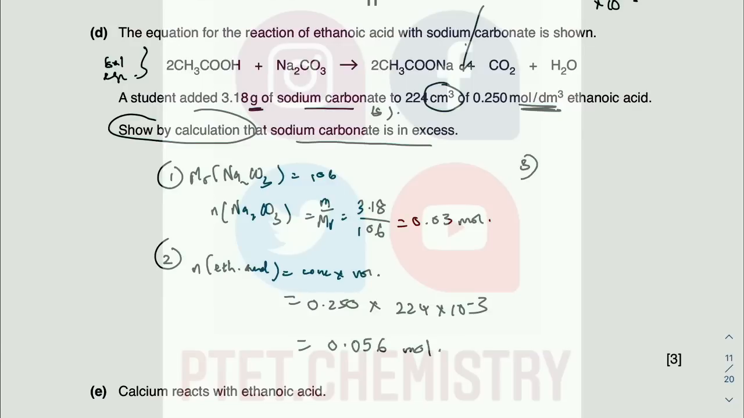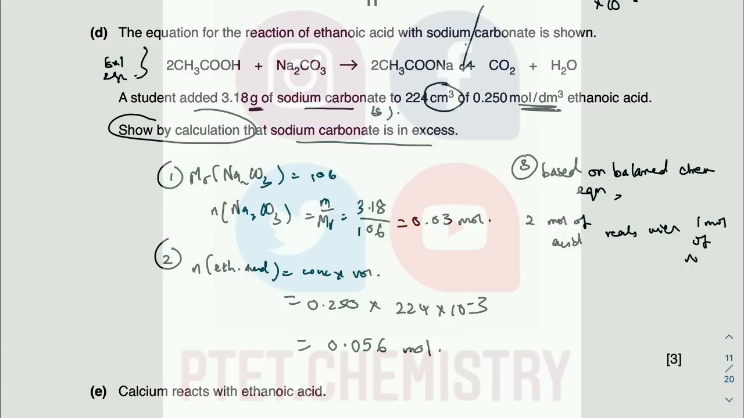Okay, so what do we have here? So based on the balanced chemical equation, 2 mole of acid reacts with 1 mole of sodium carbonate. Or I could say the other way around, 1 mole of sodium carbonate reacts with 2 mole of acid. Same thing, right? So I've just reversed them the other way around.